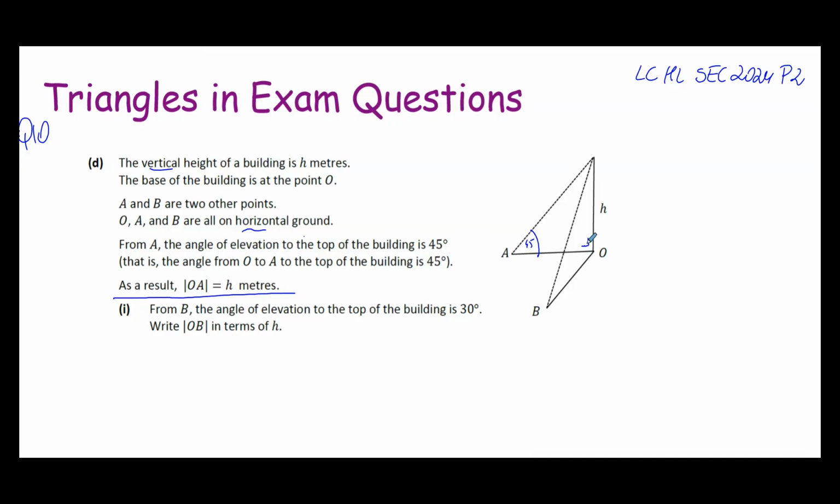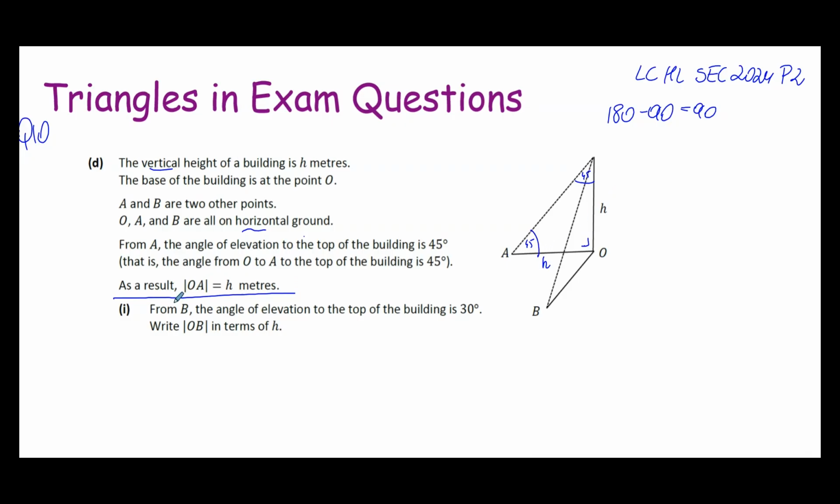If that is 90, then from 180 minus 90, because all angles in a triangle add up to 180, I am left with 90. So these two angles add up to 90. So if this is 45, that means this angle is 45. In what case do I have two angles that are the same? Isosceles triangle. So this length and this length are the same, in this case h. That's the reason why they say that as a result, they are the same length.